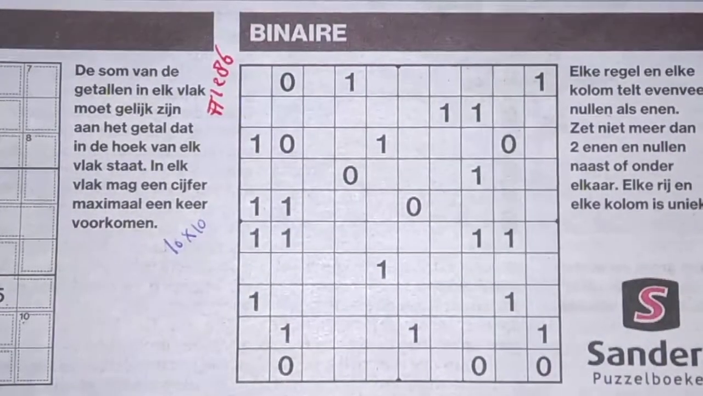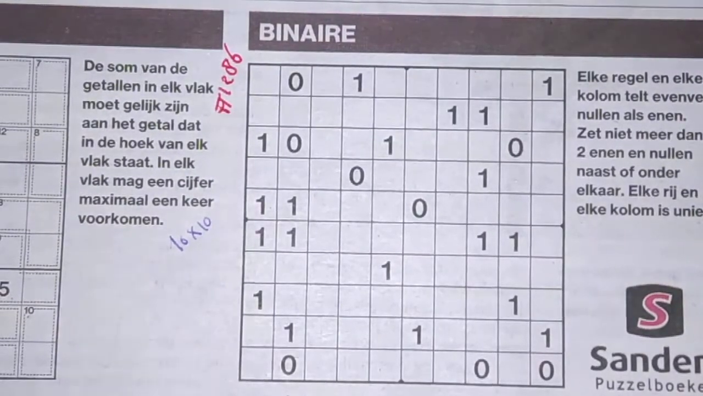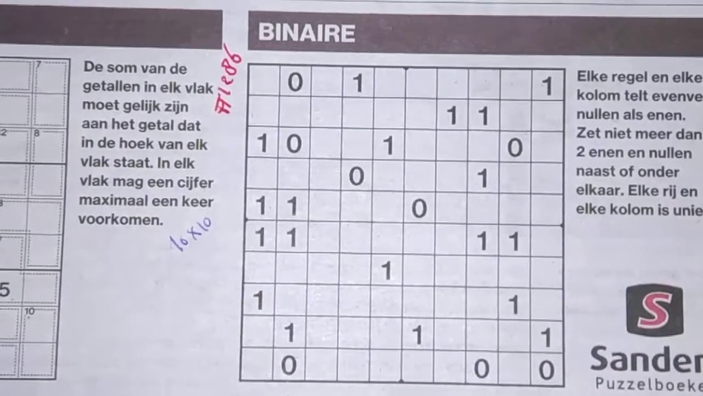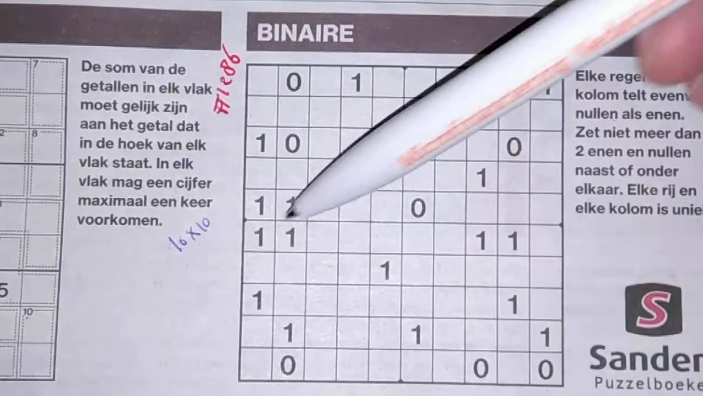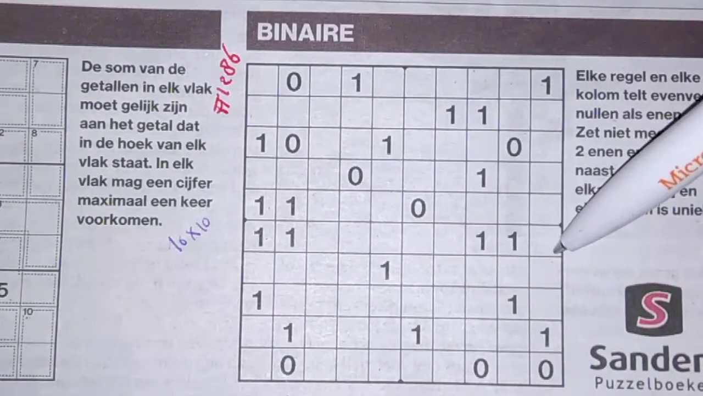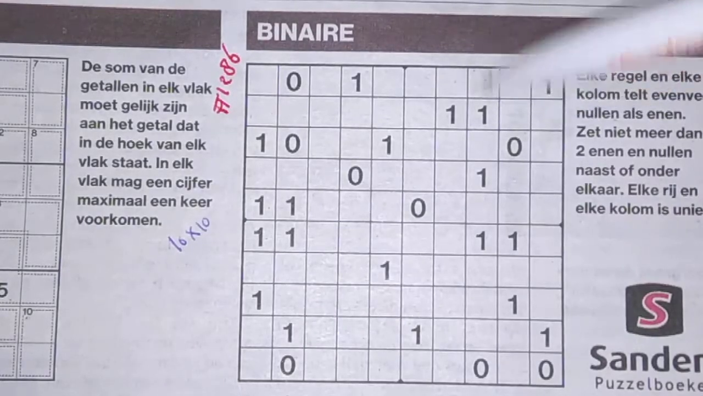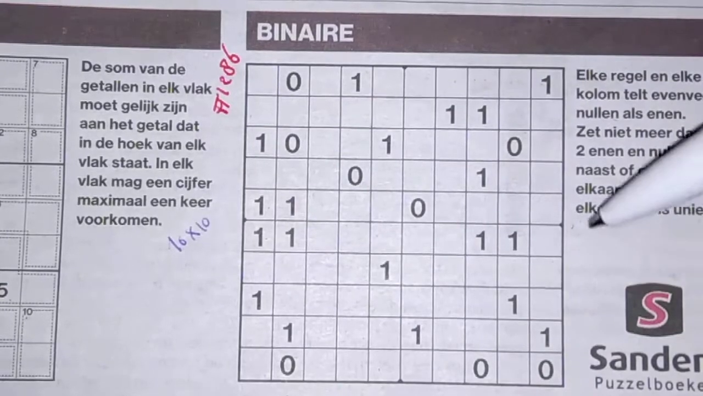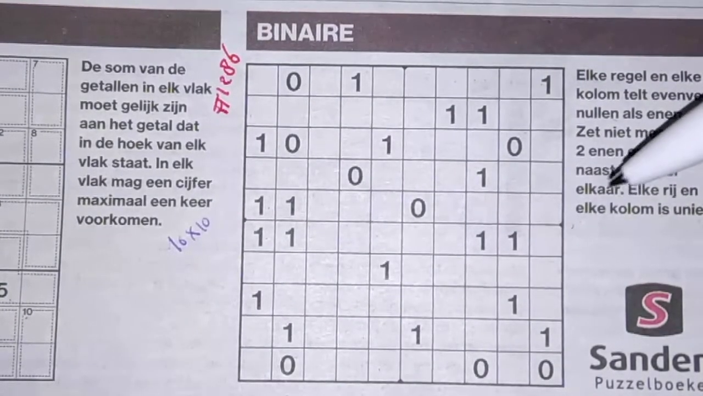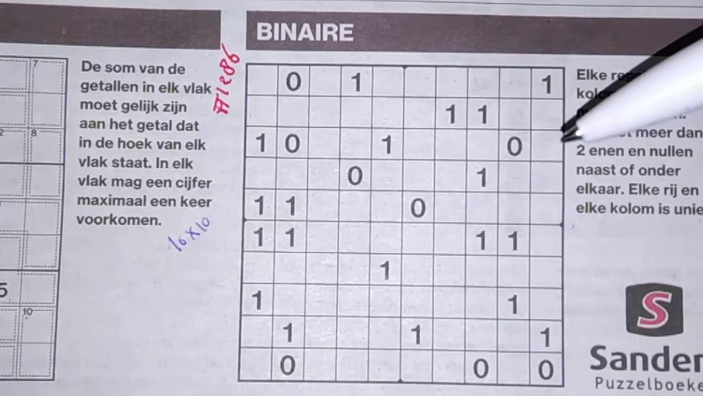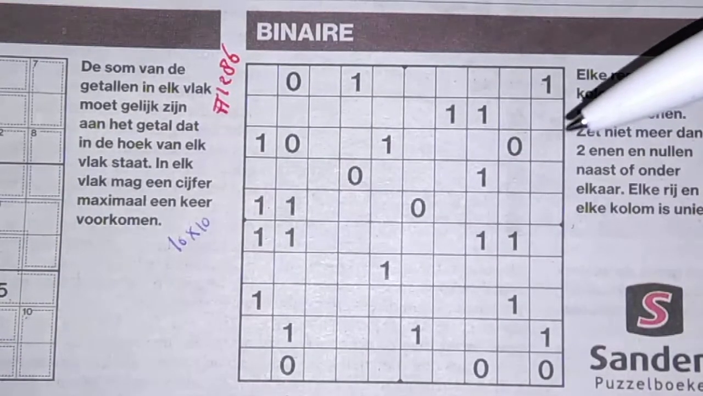Binary, that means in a row or in a column there are 5 ones and 5 O's. The same with a column. This is a row and a column. We need 5 ones and 5 O's. Alright, so let's get started.